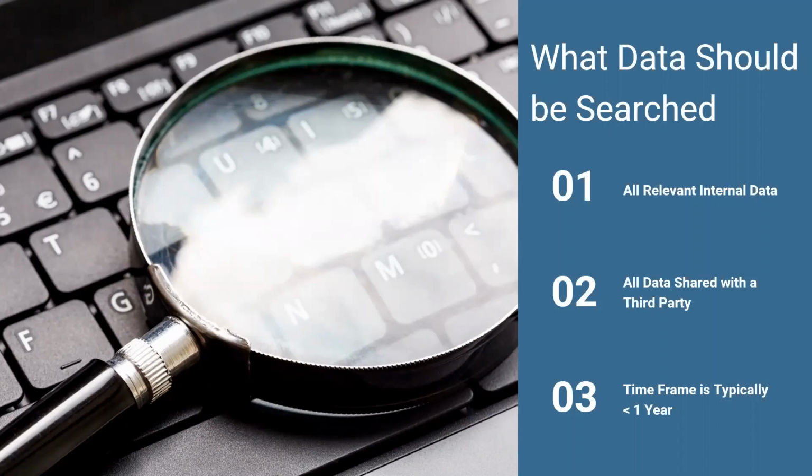All data shared with a third party. If you are selling data to a third party, you need to know who they are and what you're selling, because that's incumbent upon you to include that within the request. And then lastly, a time frame. It's not like you can go back and say, give me everything about me from 1973 on. Typically, it's going to be within a time frame like a year, so that you have to produce that data only for that past time frame.